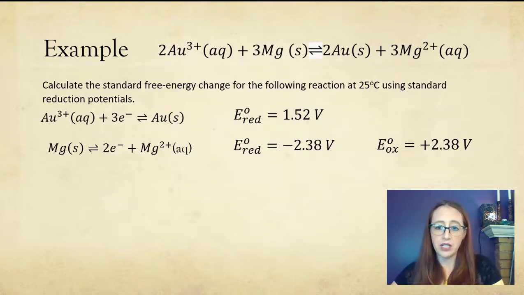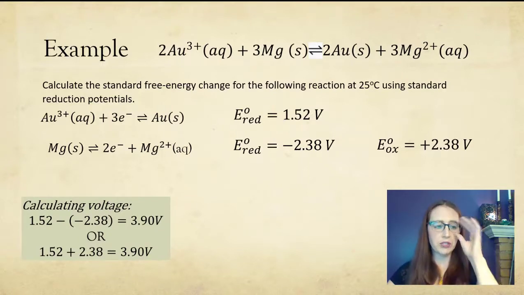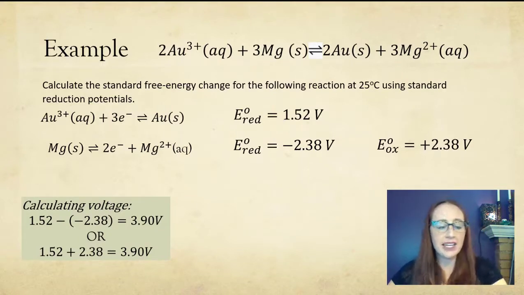With this information, we can calculate the voltage. As usual, you can think about this in the 2 different ways, and as usual, I've written the 2 different ways out for you. So for the way in which we leave the reduction value as the reduction value, you'll get 1.52 minus a negative 2.38. Or you can use the oxidation value, and you'd get 1.52 plus 2.38. Either way, you of course get the same voltage.